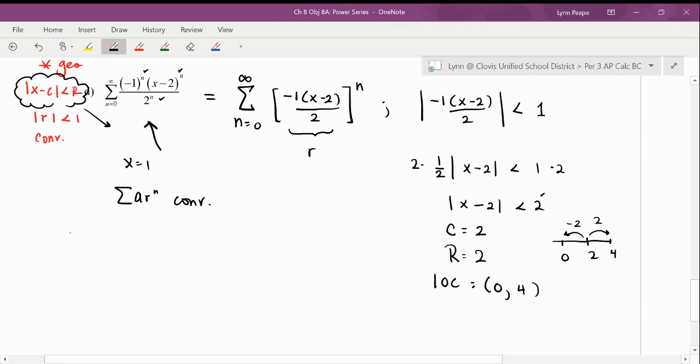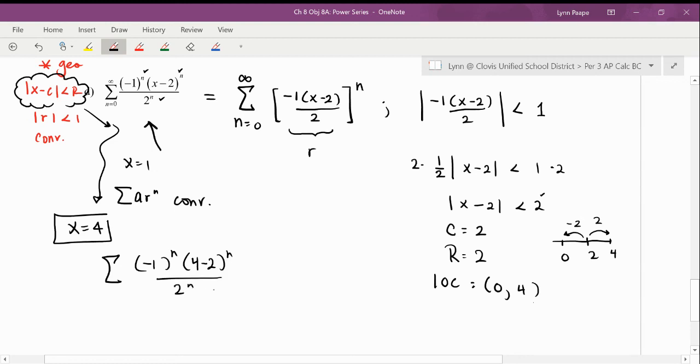Because if x were 4, so let's test that. So if x were 4, we're going to take that equation, and then I'm going to replace x with 4. So 4 minus 2 is 2, so 2 to the n divided by itself would reduce, and then I would have negative 1 to the power of n. My absolute value of my ratio would be 1, which is not less than 1, and so then this would diverge. Okay, and that is it.